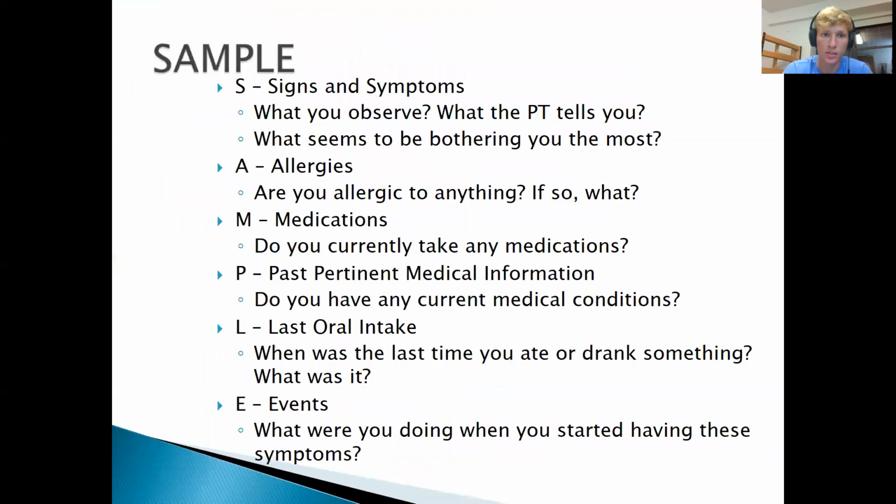So just to go back to SAMPLE. To review the acronym SAMPLE, that is signs and symptoms. What do you observe? What does the patient tell you? Allergies, we have what are you allergic to? Medications, what medications are you currently taking? Past pertinent medical information, get that information. What kind of history do they have? Last oral intake, when's the last time they ate or drank? What was it? Events leading to this.